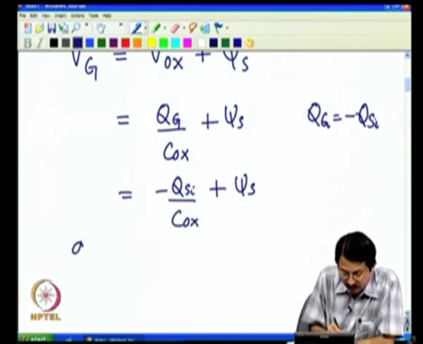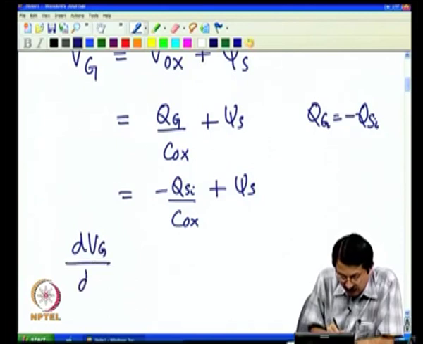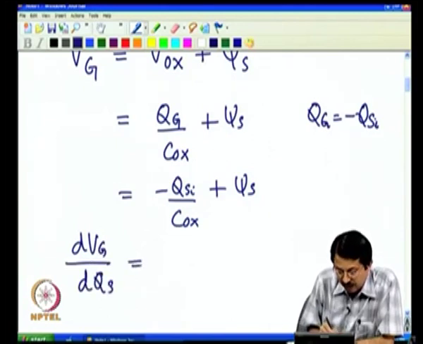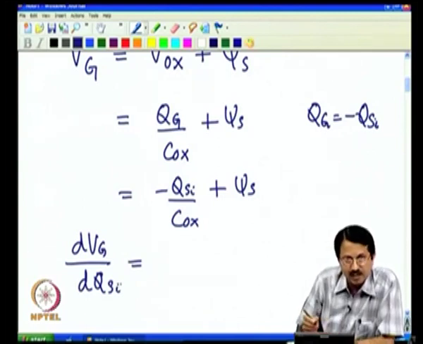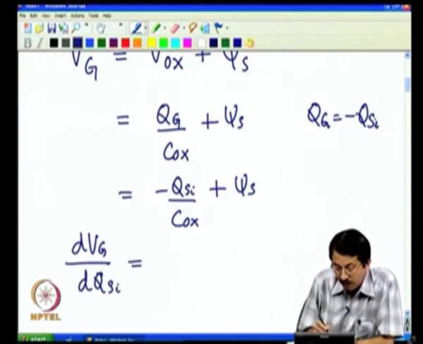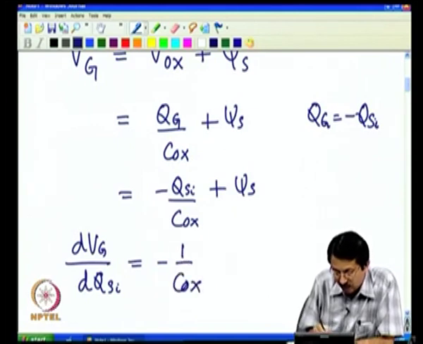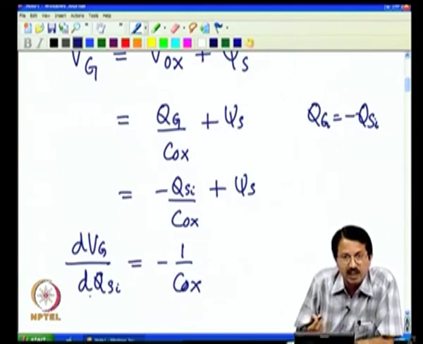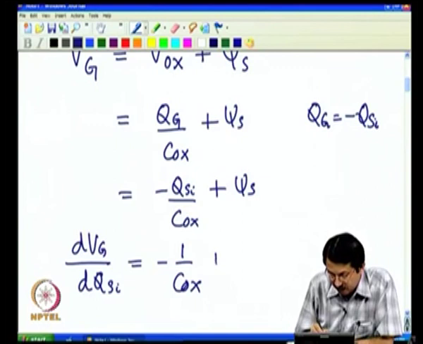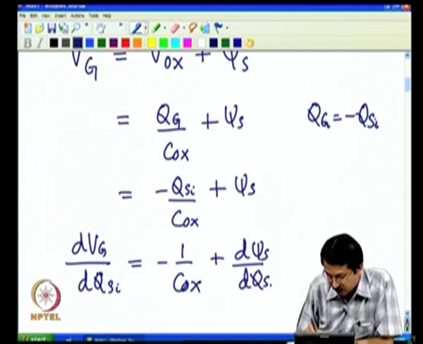So, that is dVg over dQs, is differentiate this right hand side with respect to Qs, because Qs is again Q silicon. I am using them interchangeably. So, this is Q silicon by Cox. Differentiate this, what you get? You essentially get minus 1 over Cox, first term, correct, because differential of Q silicon with respect to Q silicon is 1. And plus d psi s by dQ silicon.